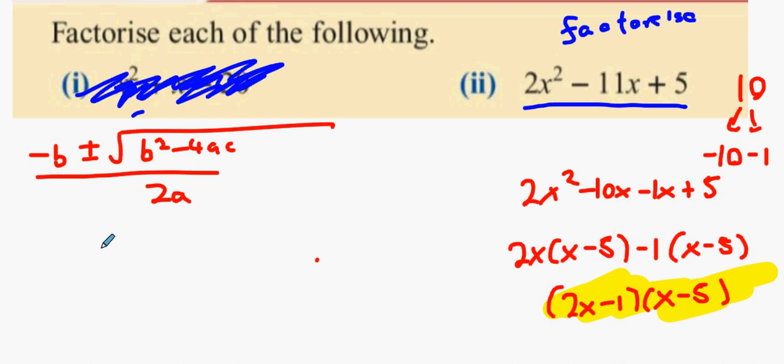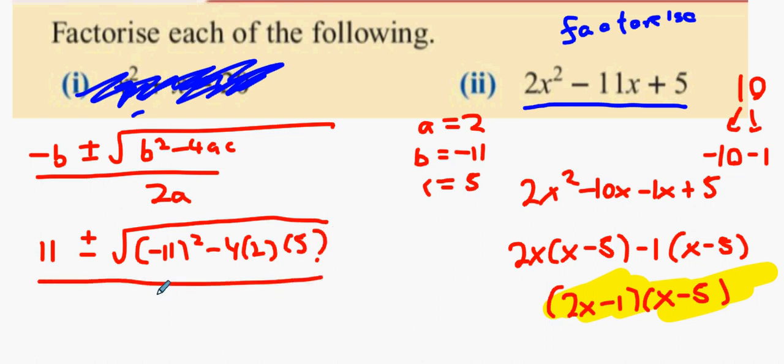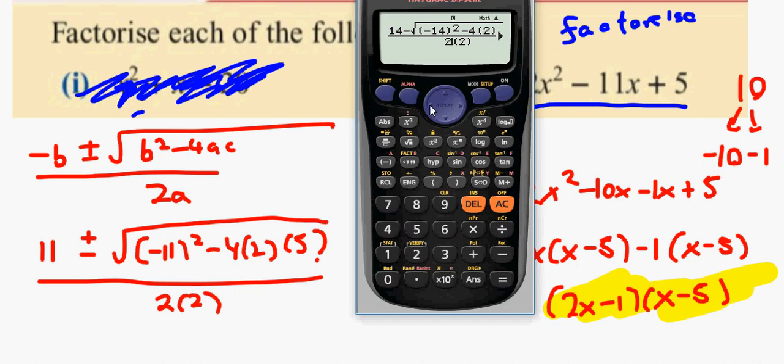First things first. A is 2, b is minus 11, c is 5. So get this. Minus b is 11, plus or minus the square root of b squared, which is minus 11 squared, minus 4 times 2 times 5, all over 2 times 2. Okay guys, quickly in the calculator with this. 2 times 2 on the bottom. 4 times 2 times 5. And then minus 11 squared.